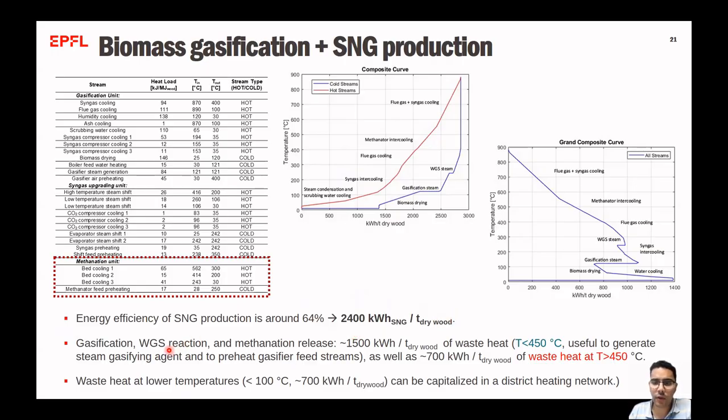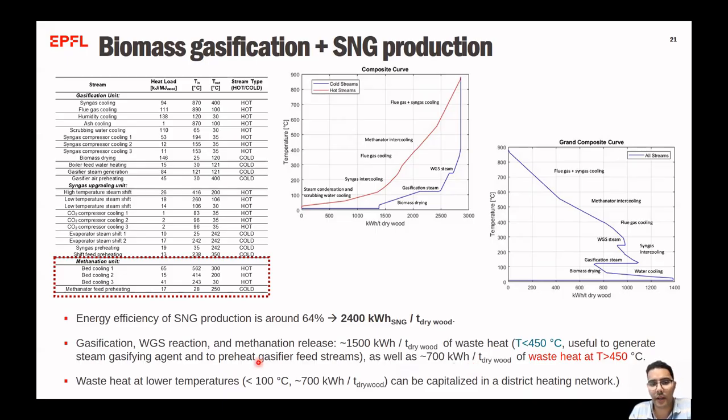The gasification, the water gas shift reaction, and the methanation can release waste heat below 400 degrees Celsius of around 1,500 kilowatts per ton of dry wood. This is useful to generate steam used as gasifying agent, but also to preheat the gasifier streams. There is another amount of waste heat that is available at very high temperature, about 450 degrees Celsius, and this is around 700 kilowatt hours per ton of dry wood.